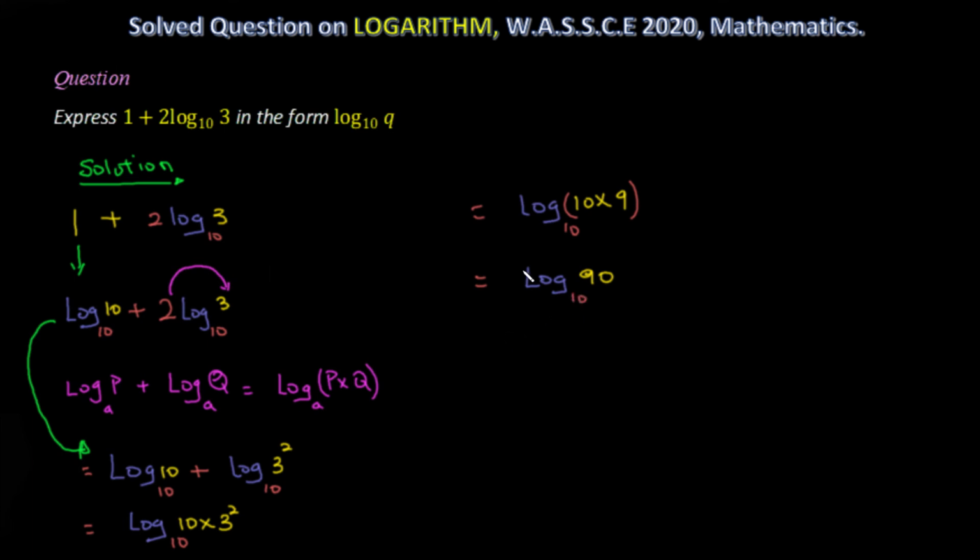Now, is it correlating with this log q base 10? Yes. Now we have our final answer to be log 90 base 10. You can compare, it's the same thing. This is what they ask you to do. Being in this form, you have log 90 base 10.